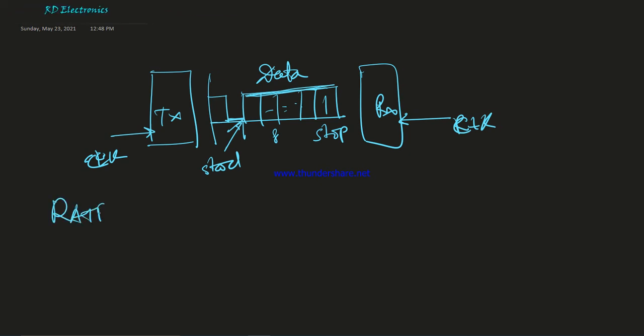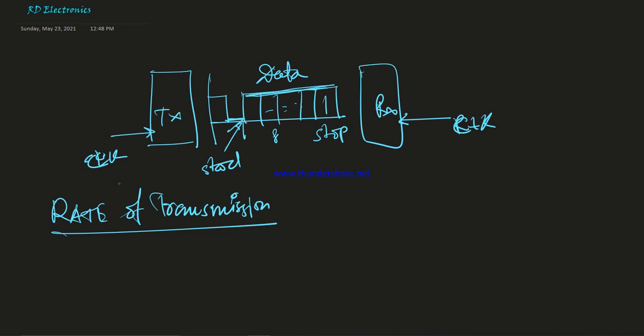Our next topic is rate of transmission, or speed of transmission. So this is very important. Generally, this parameter is denoted as the baud rate. It is a very common factor. The rate of transmission depends on the number of bits per second, and this is also called the baud rate. Okay, so either logic 0 or 1 can be sent.